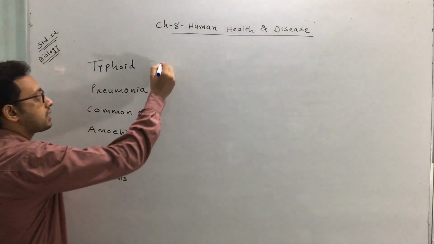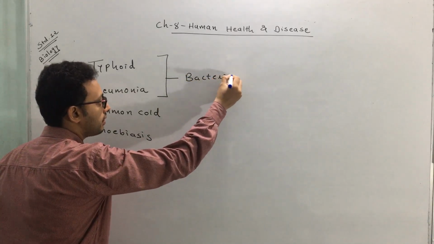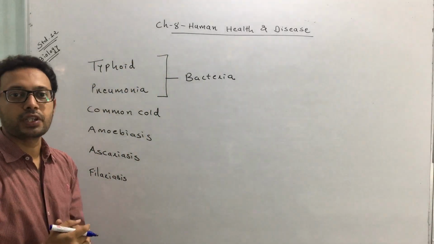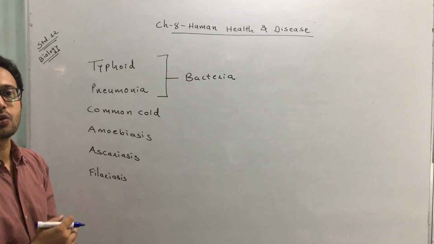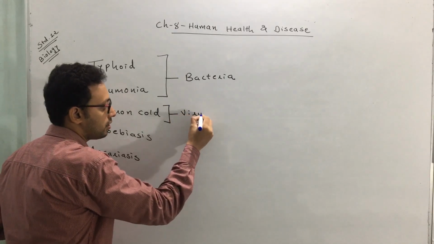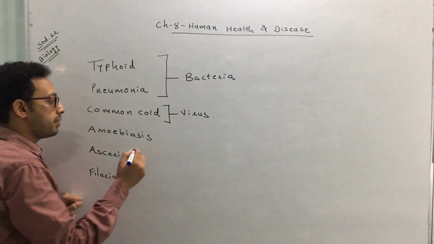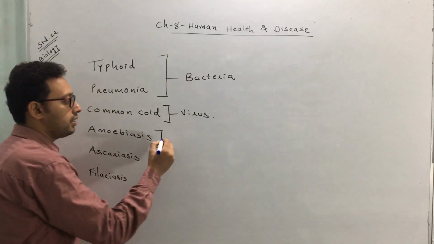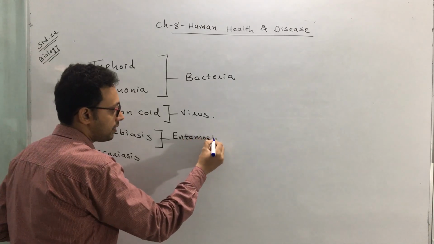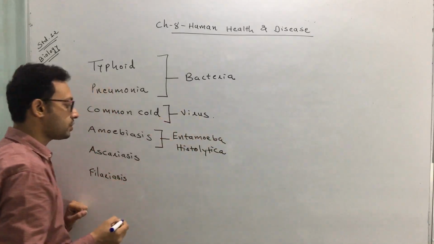These two diseases, typhoid and pneumonia, occur by means of bacteria. Typhoid is caused by Salmonella typhi, and pneumonia is caused by Streptococcus pneumoniae and Haemophilus influenzae bacteria. Common cold occurs by virus. The rhinovirus has an important role in causing a common cold. Amoebiasis is caused by a protozoa, Entamoeba histolytica.